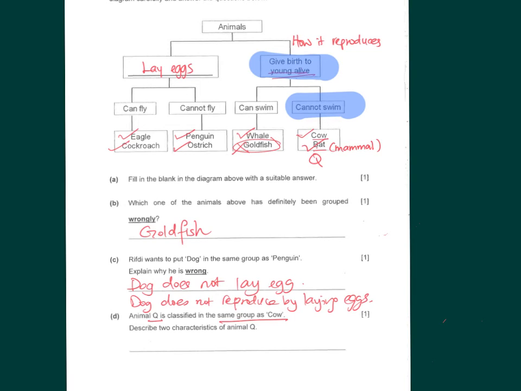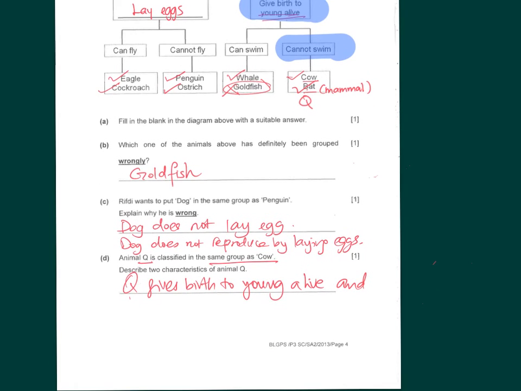So Q gives birth to young alive and it cannot swim.